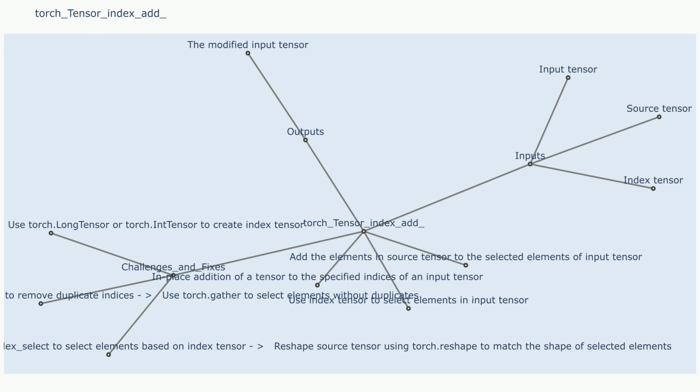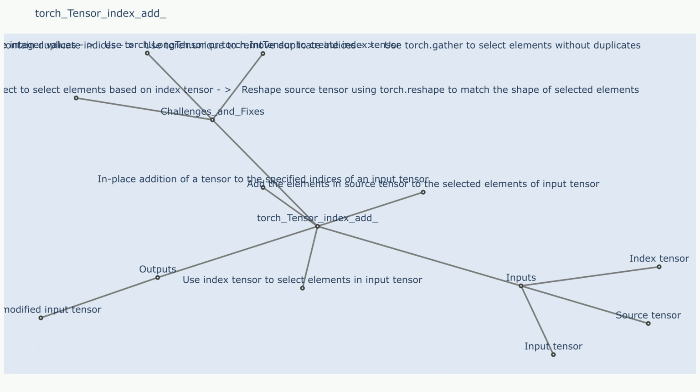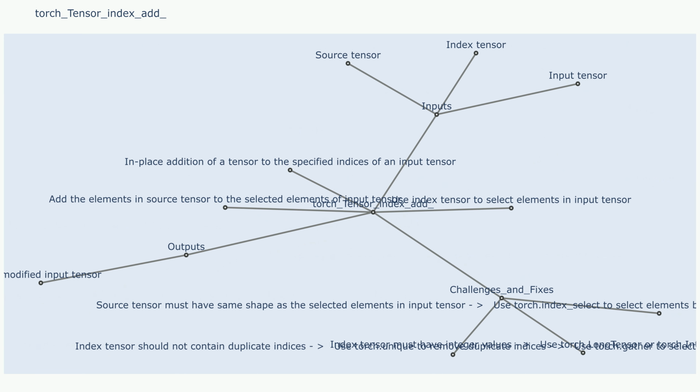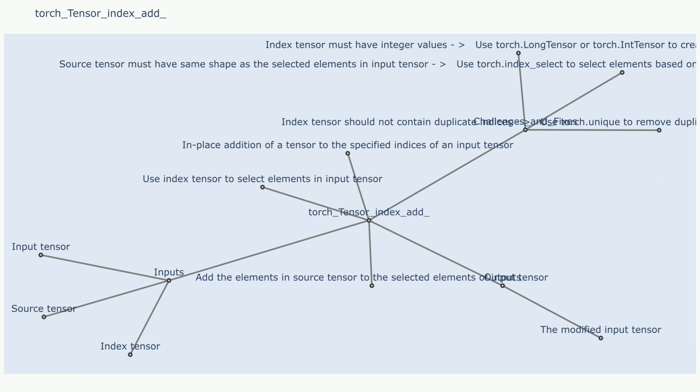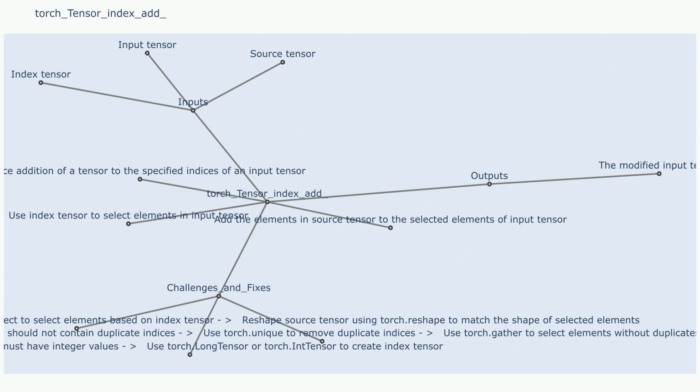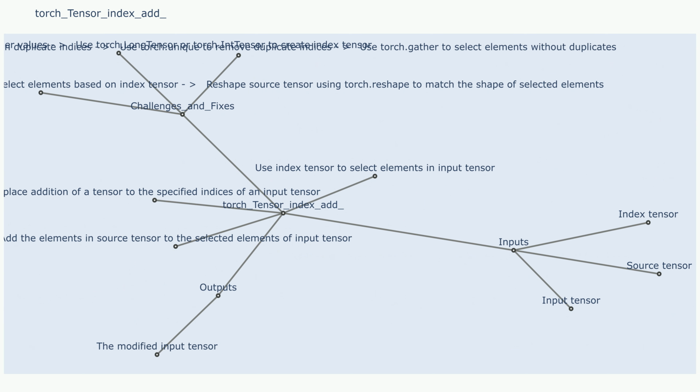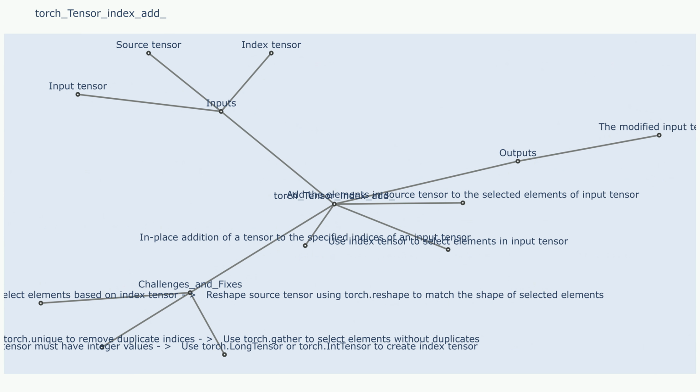Torch tensor index add. Description. Input 1: a tensor called input of arbitrary shape. Input 2: a tensor called index of size n, which is an index of the input tensor. Input 3: a tensor called source of size n, where n matches the size of input. Output 1: a tensor called output, which has the same size and shape as input.